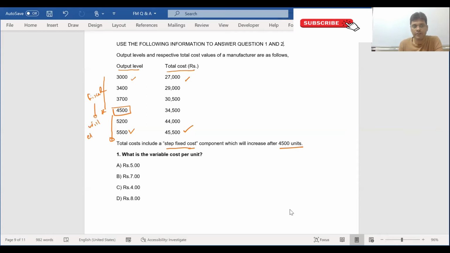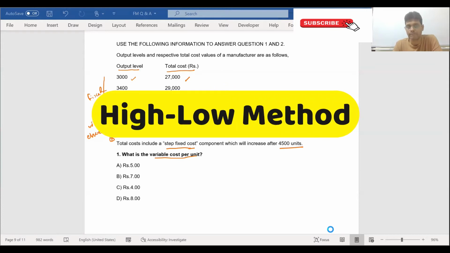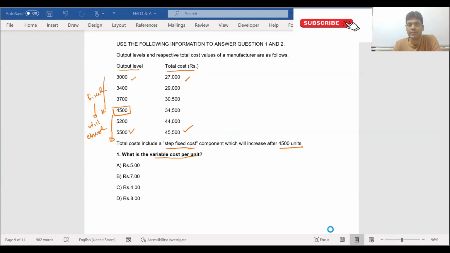So what is required? What is the variable cost per unit? To calculate the variable cost per unit, in this question, we need to identify the variable and the fixed cost by using the high-low method. So what is the high-low method? I have already discussed this. I have already done a video on this. I will put the link above so that you can go through the video to get a better understanding.